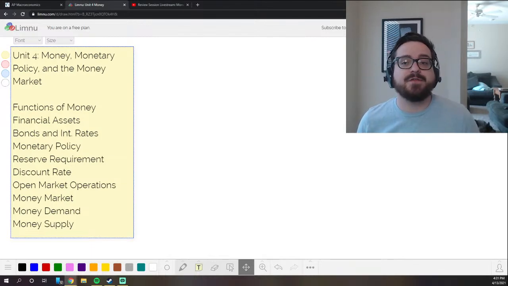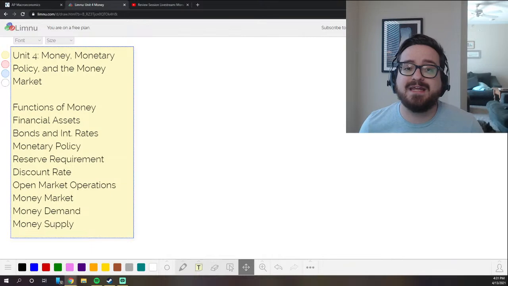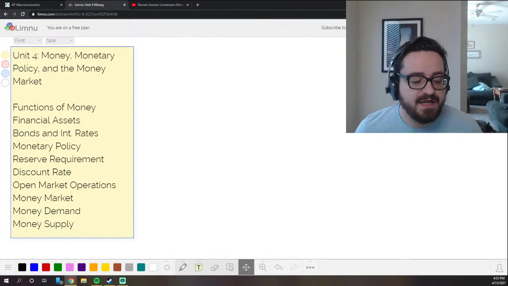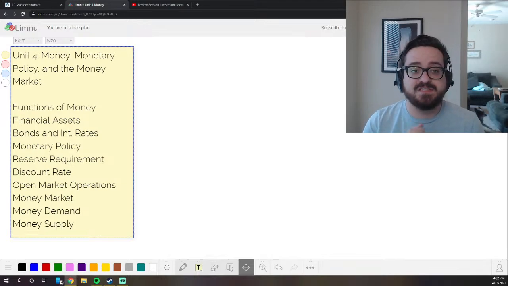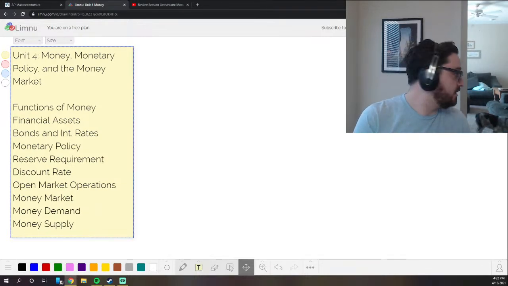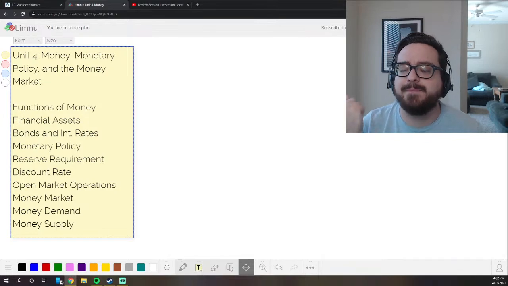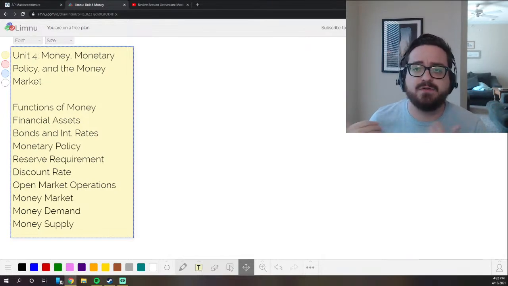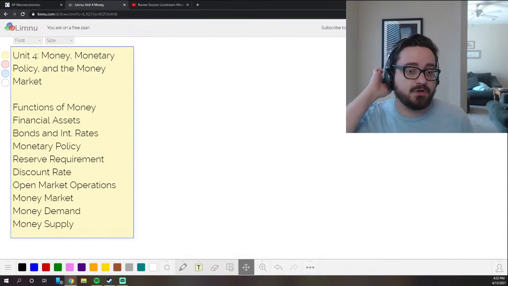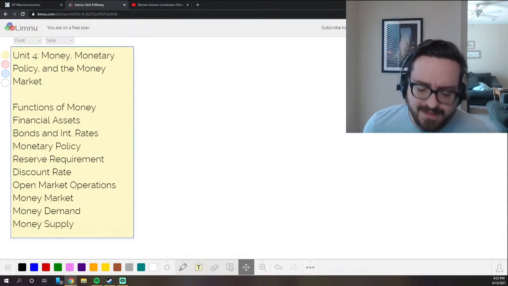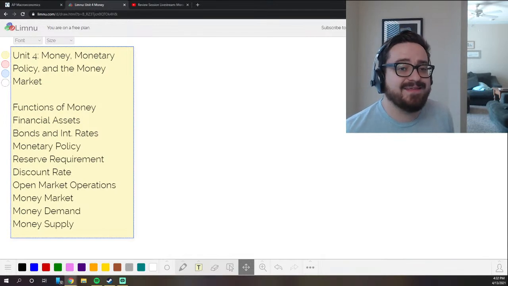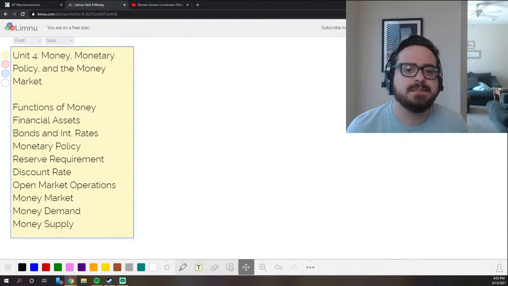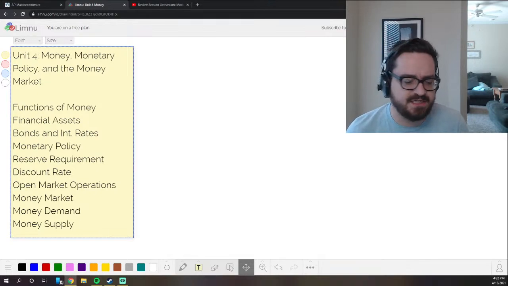The other 2 functions are that it operates as a store of value and a unit of account. And these 2 get messy for kids in terms of what they are. A store of value means that money holds its value well over time. That means that $1 today is still $1 10 years from now. Like $1 is $1. It doesn't mean that it's going to buy the exact same things, but there aren't crazy variations in its price.